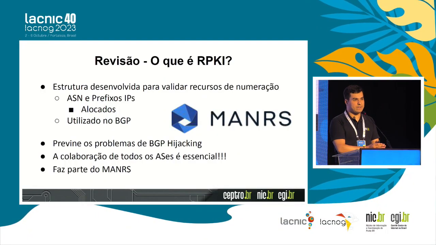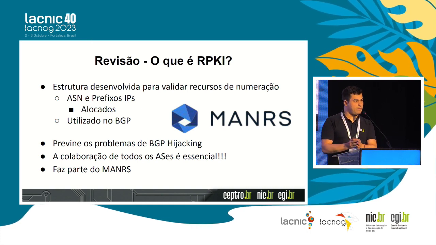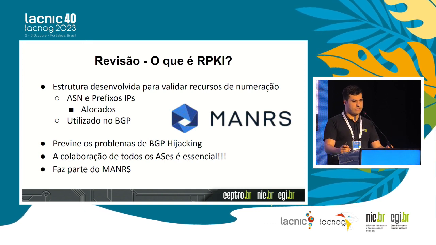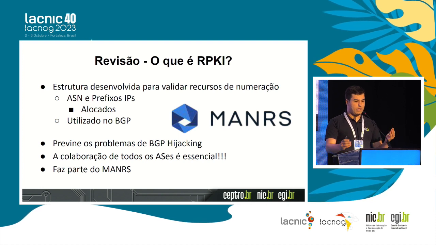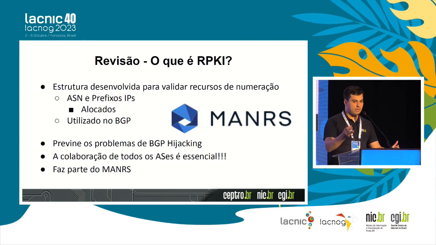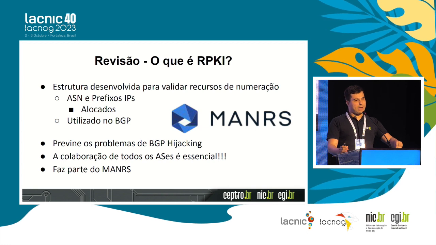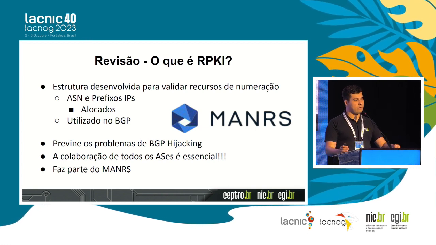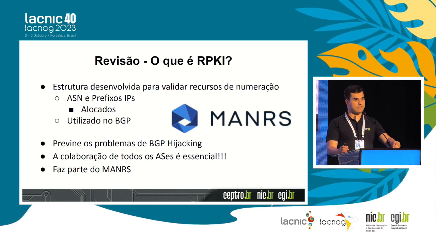What is RPKI? It's a structure that is developed to validate numbering resources. We speak of ASNs and the IP prefixes, both IPv4 and IPv6, that have been assigned to you. And we are going to use them jointly with BGP. So we are going to prevent some of the problems that we have with BGP, including BGP hijacking. But what happens is that RPKI only works if everybody works together.